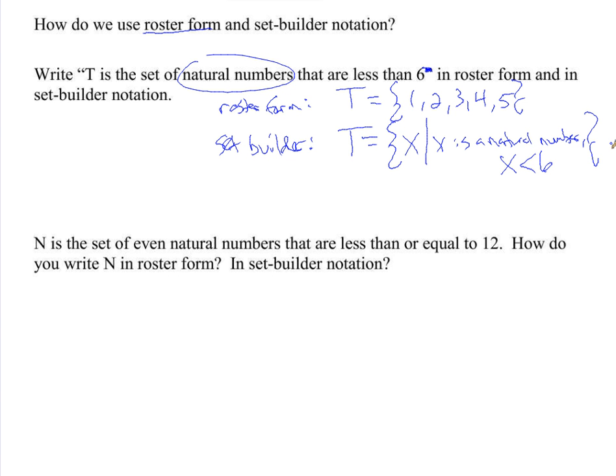Normally that'd all be one line. I just didn't have room to write it all as one line. x is a natural number, and x is less than 6. So that's how we have to write that.